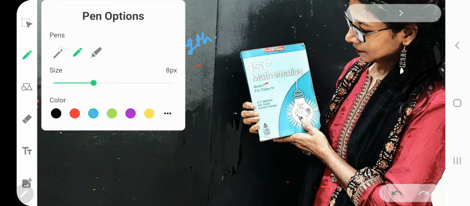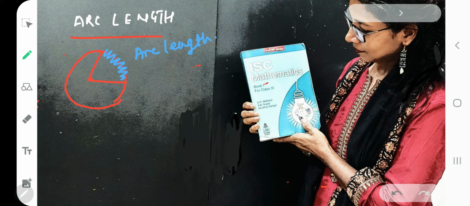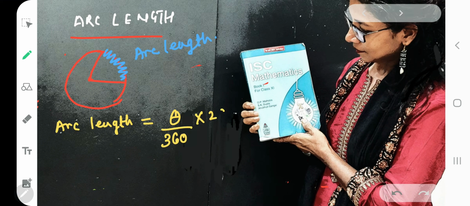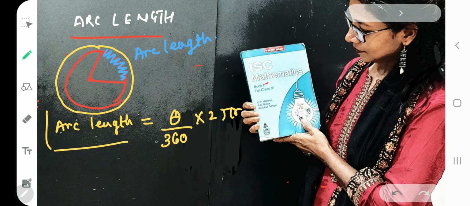Now to find the formula for arc length, we'll go for arc length is equal to theta upon 360 into 2 pi r, because the entire circle circumference is 2 pi r. You can use this when you have been given the central angle in degrees.